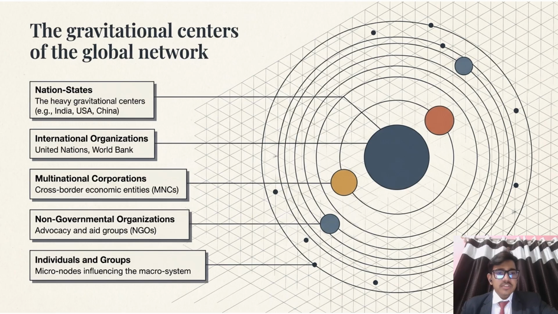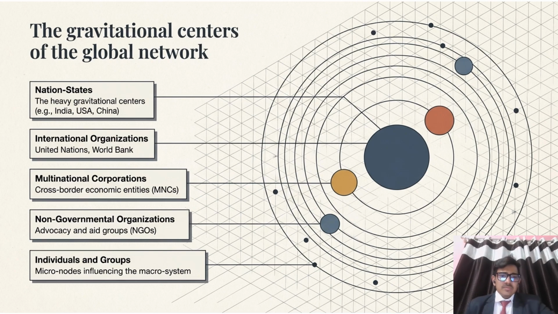In this slide, we will see the gravitational centers of the global networks. Nation states, the heavy gravitational centers, for example India, USA, China. International organizations, United Nations, World Bank. Multinational corporations, cross-border economic entities. Non-governmental organizations, advocacy and care groups, NGOs. Individuals and micro-groups influence the microsystem.